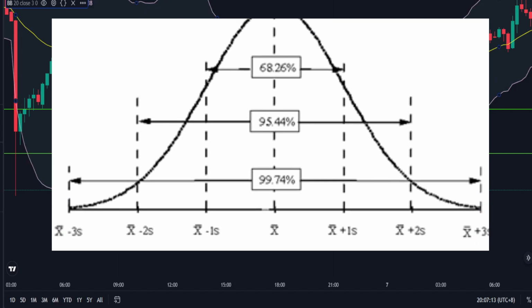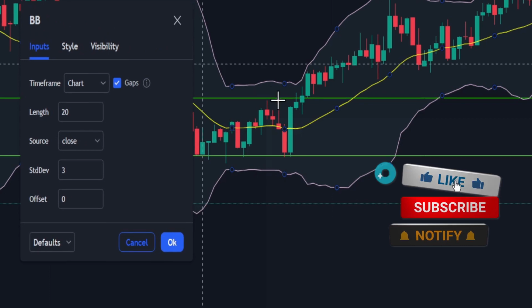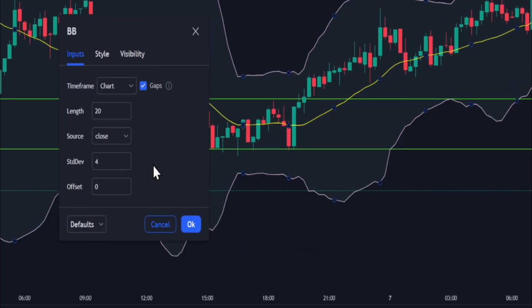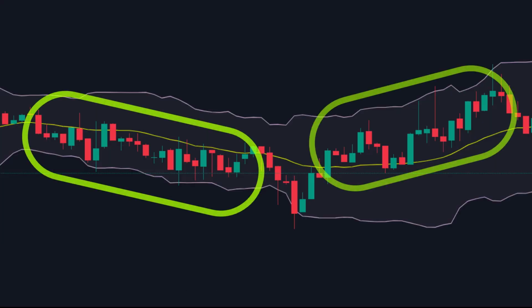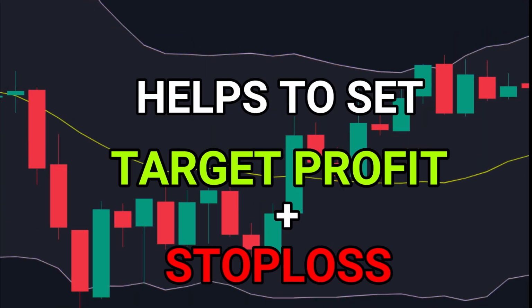So, back to the previous histogram knowledge, what happens when we tune the standard deviations? I tuned the standard deviation from 2 to 3 and 4. This widens up the lower and upper band. The tuning decreases the frequency of failures by having less candles staying outside both bands. The Bollinger Bands can also help you to identify your stop loss and take profit level. Let's look into some examples.